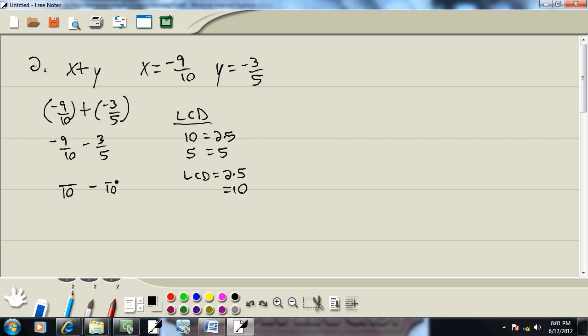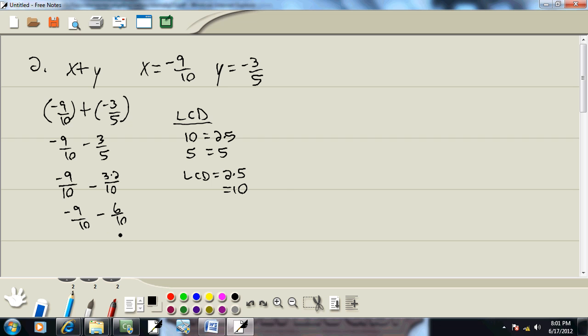Now, this one is pretty easy, but those same steps will work on any of those. This one already has a 10, so I don't need to do anything with it. This one I multiplied the bottom part by 2 to get my new denominator, so I have to multiply the top part by 2. So that gives me negative 9/10 minus 6/10.